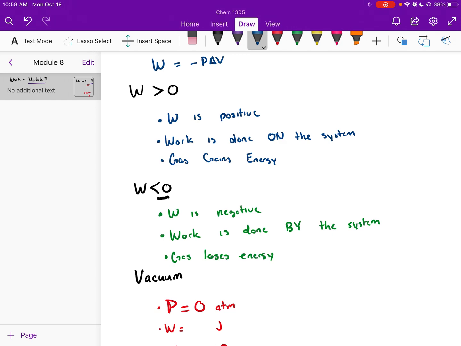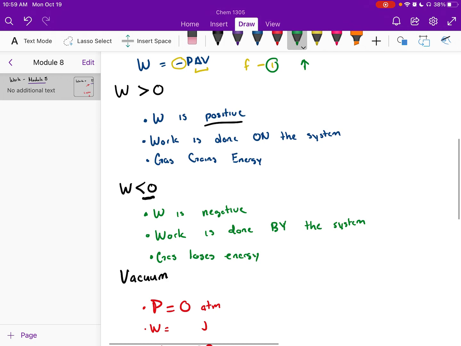So work can be either positive or negative. Let's start off with the positive portion. If work is positive, work is done on the system, and the gas gains energy, right? So how does work become positive? Well, if the negative sign is there, then delta V, final minus initial, must be negative as well. The only way it can be negative is if the initial is higher. So that means V gets smaller, or it gets compressed. Now that's a word we like to use, compressed.